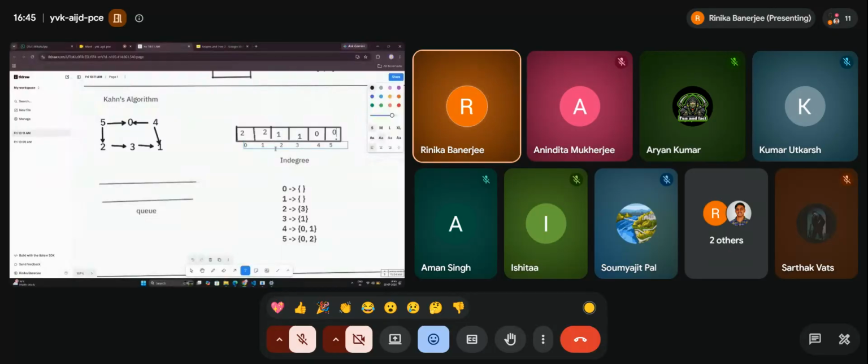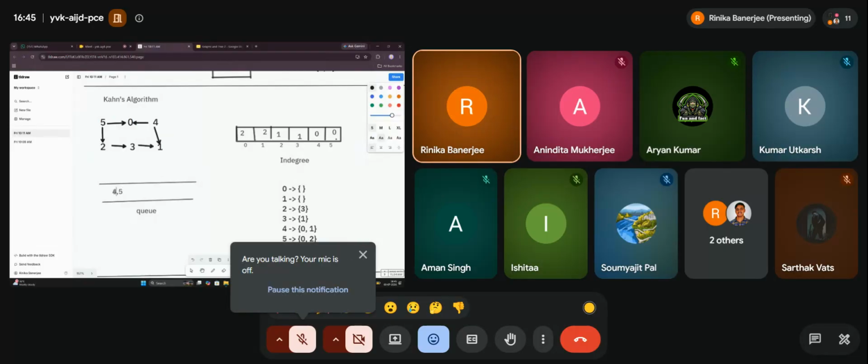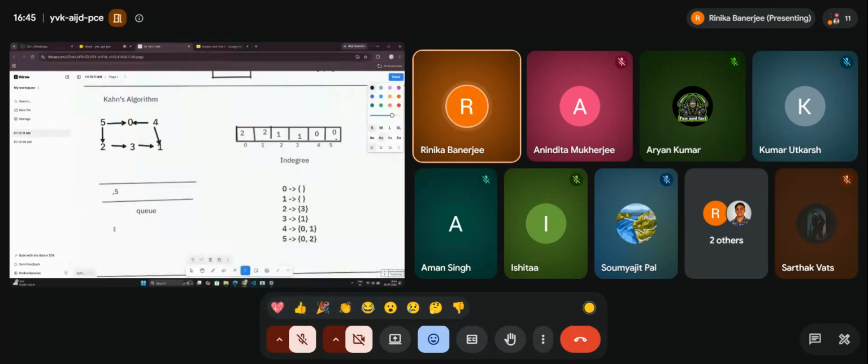Now I will first push all those nodes into the queue which have in degree 0. So what are the nodes? That is 4 and 5. Now I'll pop them one by one from the queue. First I am popping out 4. Now here I have 4. Now I'll process this node.